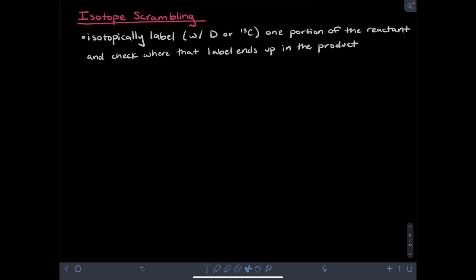Another type of mechanistic experiment looks at isotope scrambling. You're just using isotopes as a useful tool for keeping track of where atoms are in your reactants compared to products. What you would do is isotopically label some part of the reactant and just figure out where those labels end up in the products. The most common isotopic labels are either deuteriums or carbon-13s.